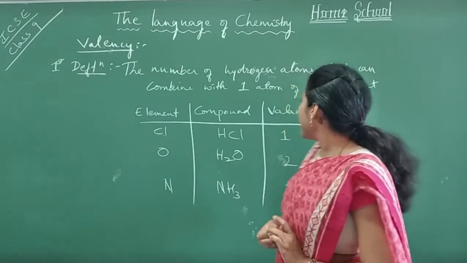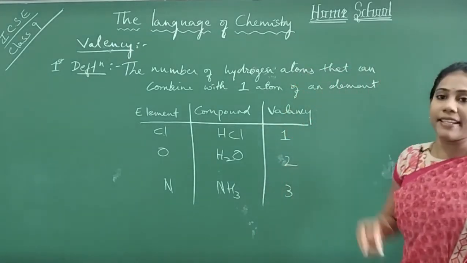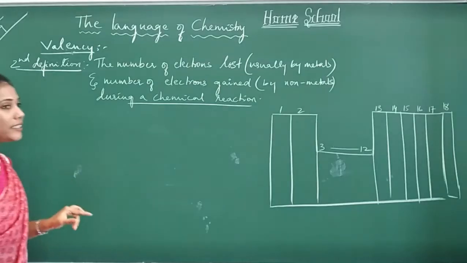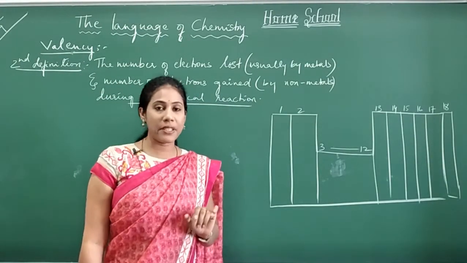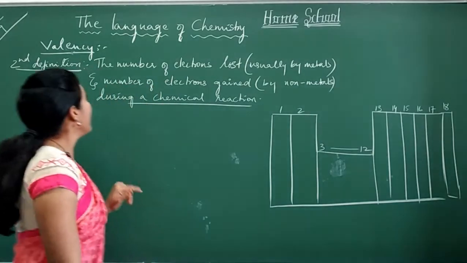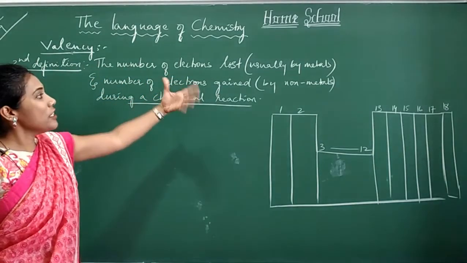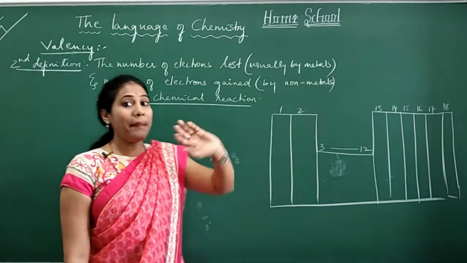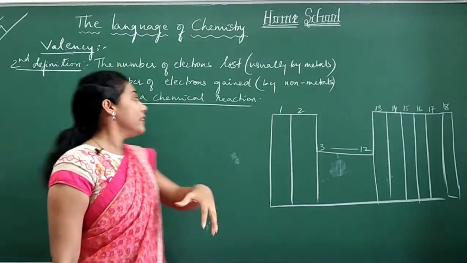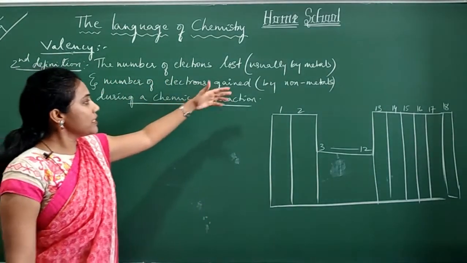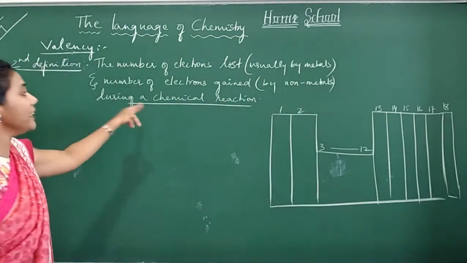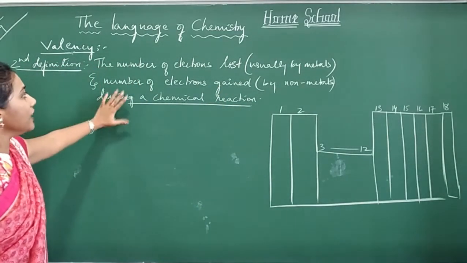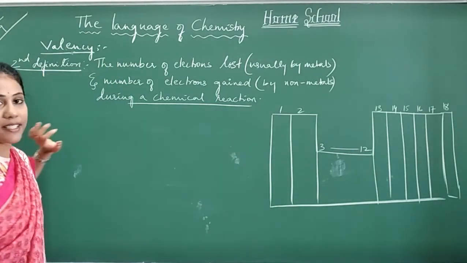Okay, so now I am going for the second definition here. It's a very important definition. This is the definition we always use in chemistry most frequently. The number of electrons lost, usually metals will lose electrons, and the number of electrons gained, non-metals always gain electrons, during a chemical reaction. So that number we will call valency.